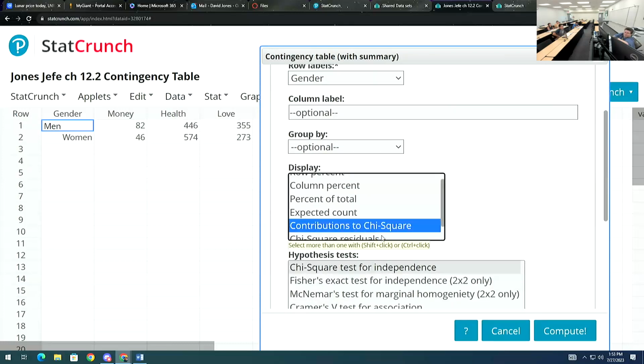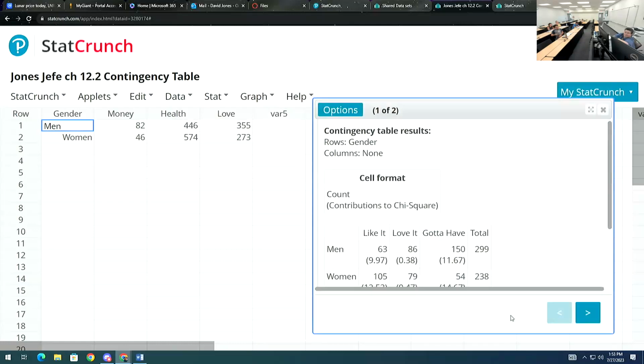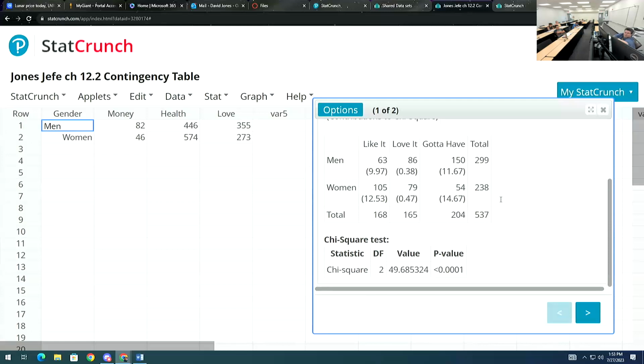I'll start with contributions to chi-square, and I'll show you all of them before we switch to the other thing. I'm gonna write down the test stats while I'm looking at it. The chi-square is 49.7, and the p-value is less than 0.0001.